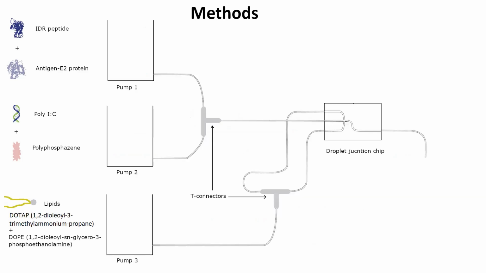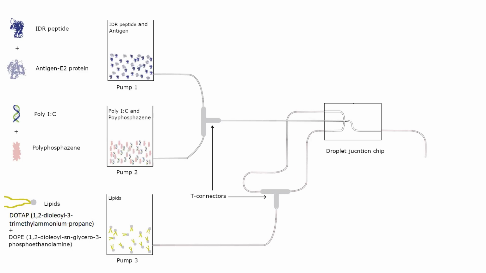To prepare the vaccine formulation, a 3-channel microfluidic droplet junction chip was used to achieve microfluidic mixing, where each channel was connected to its own computer-controlled pump. The IDR peptide mixed with E2 protein was kept in pump 1, poly-IC mixed with PCEP was kept in pump 2, and lipids DOTAP and DOPE were dissolved in ethanol and kept in pump 3.